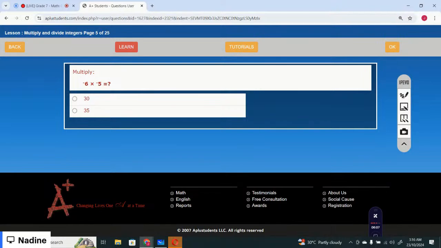Negative 6 times negative 5. Both the numbers are negative, right? So the answer must be positive. Negative 6 times negative 5 is positive 30. Option number 1 is the correct option.